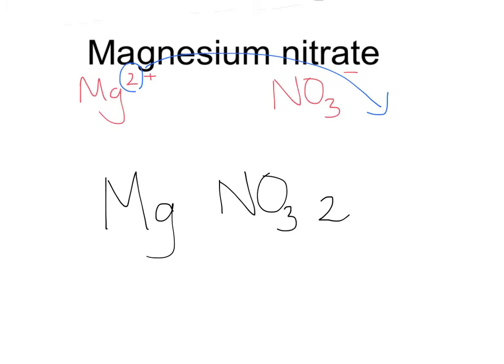Now you'll notice that it looks a little bit confusing. It looks like we might have 32 oxygens. So in order to reduce any confusion there, the polyatomic ion was NO3, so if I put a bracket around our polyatomic ion and put the number outside, that tells us that we need 2 lots of everything inside the brackets. So that's magnesium nitrate, Mg(NO3)2.